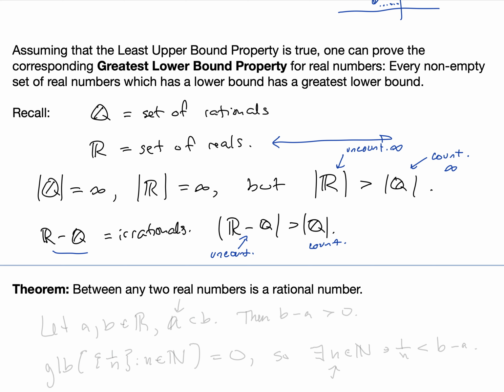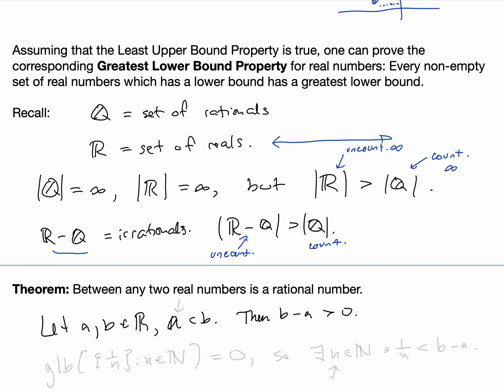There are more irrational numbers than there are rational numbers. And that fact makes the following theorem perhaps surprising: between any two real numbers is a rational number. So let's prove this statement. Let a and b be two real numbers that are not equal, where a is less than b without loss of generality. Then b minus a is greater than 0.